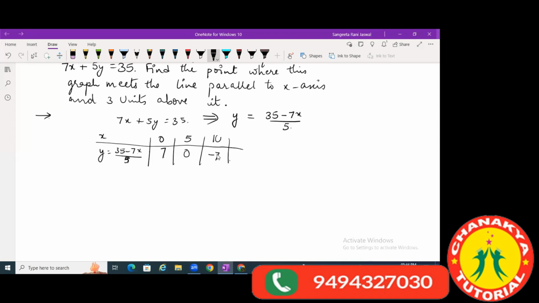So wasn't that easier than getting some fractional values here? So try to get integer values, because they are easy to plot. And now plot the graph of this equation.